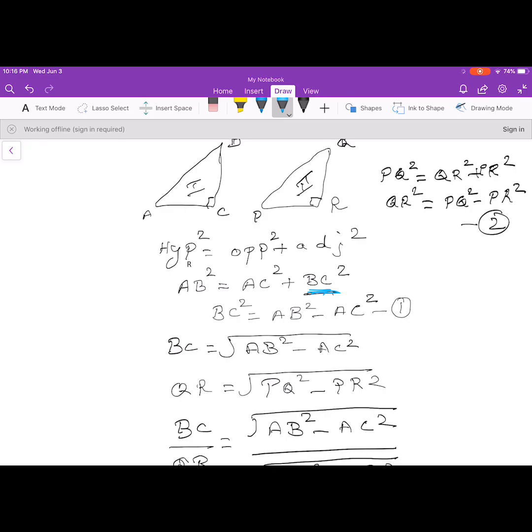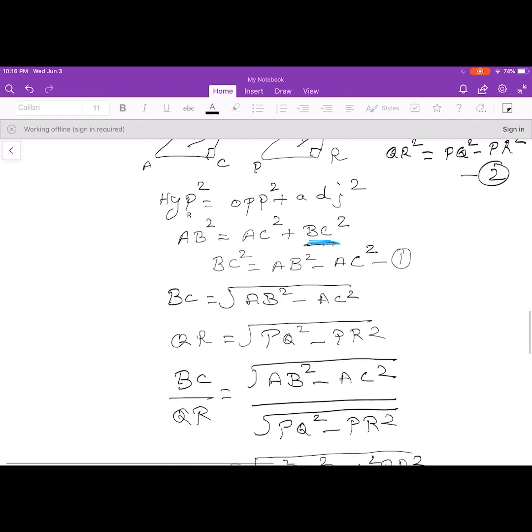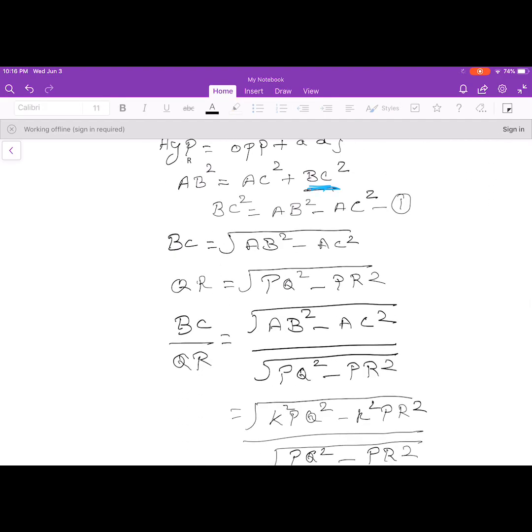I am taking the root for this equation. BC is equal to root of AB square minus AC square. QR is equal to root of PQ square minus PR square. And I am dividing BC by QR. By dividing BC by QR, it is root of AB square minus AC square divided by root of PQ square minus PR square. AB, from our previous notes, we know AB is k times PQ. So I can write AB square as k square PQ square.